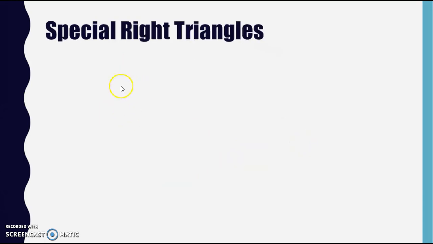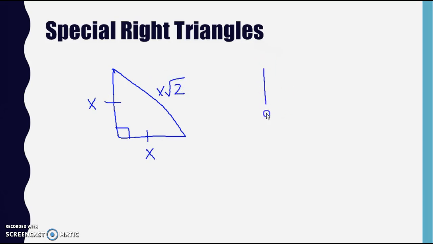All right, special right triangles, we have two kinds: 30-60-90 and 45-45-90. Our 45-45-90 is also isosceles, and it comes from the square. So that means that both of our legs are the same. Then to go from legs to hypotenuse, we multiply by root 2.